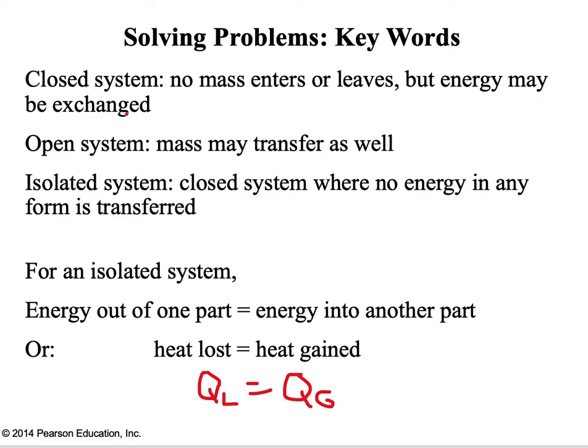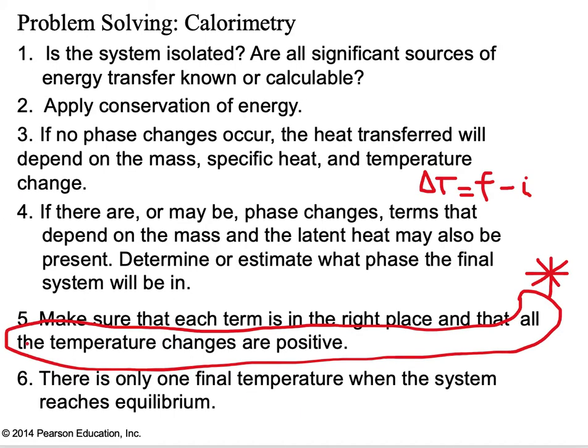Now there are some problem-solving keywords to keep in mind, and you can go through these keywords on your own, but the one that I want to highlight is number 5. Make sure that each term is in the right place and that all the temperature changes are positive. Even though we have delta T as final minus initial, delta T may end up being negative, but you have to make sure all the temperature changes are positive in your equations.